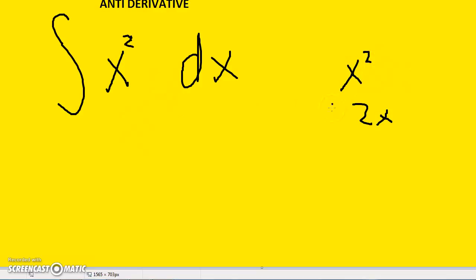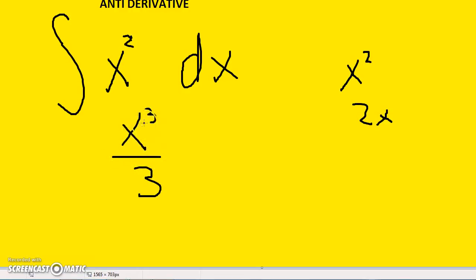With the antiderivative, you kind of do the opposite. Instead of dropping the power down, you keep the power here, and instead of lowering it, you raise it. So you raise this to x to the third, and instead of dropping it down and multiplying by it, you divide it, so that's why it's the opposite. Instead of lowering the power, you raise it. Instead of multiplying it, you divide it. So this would be the solution.